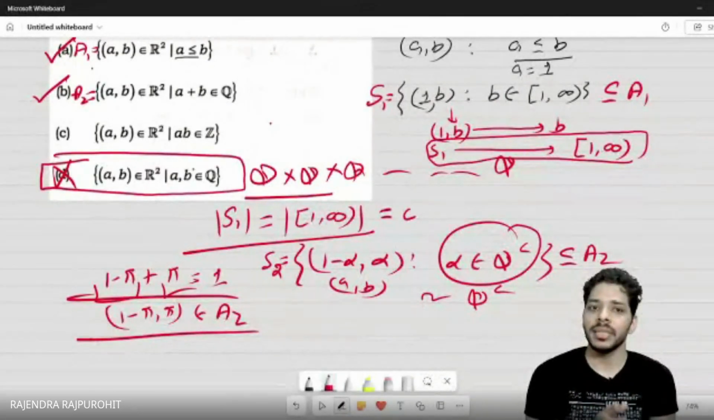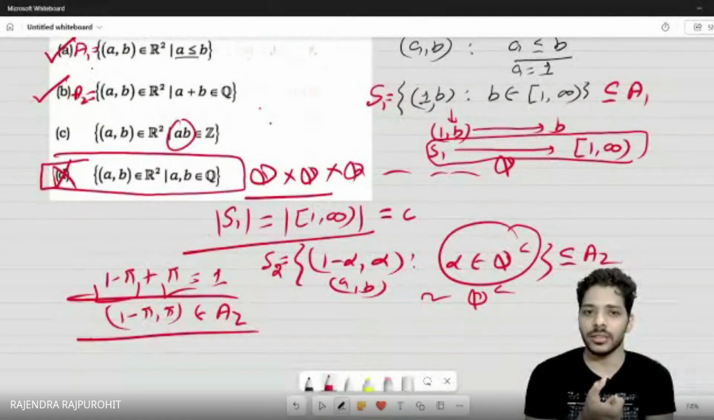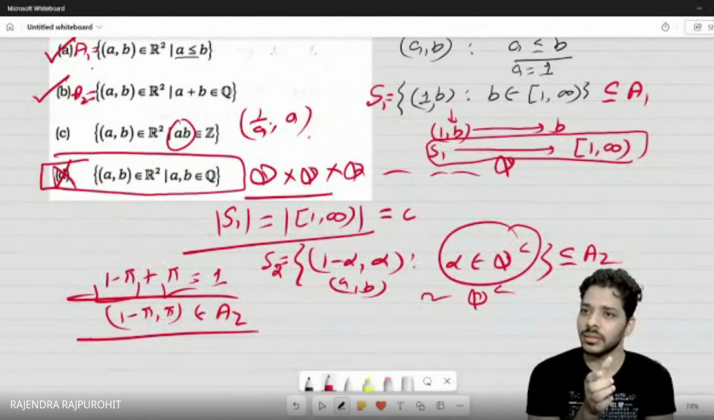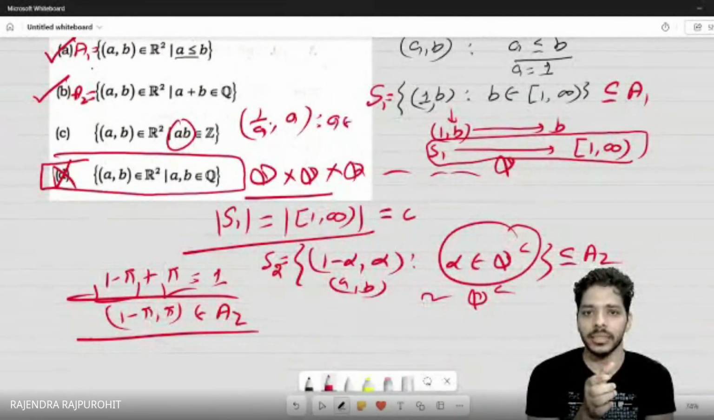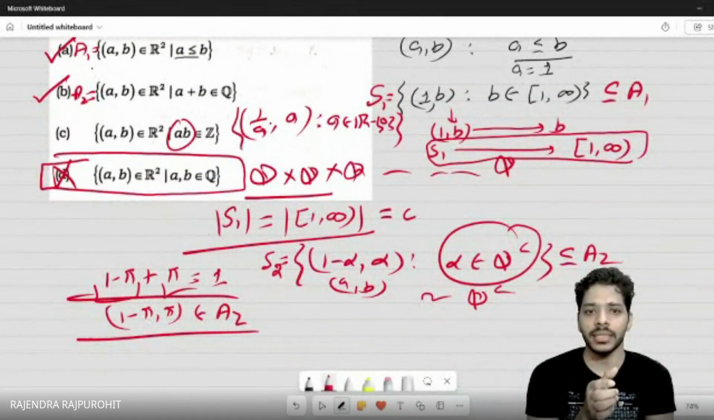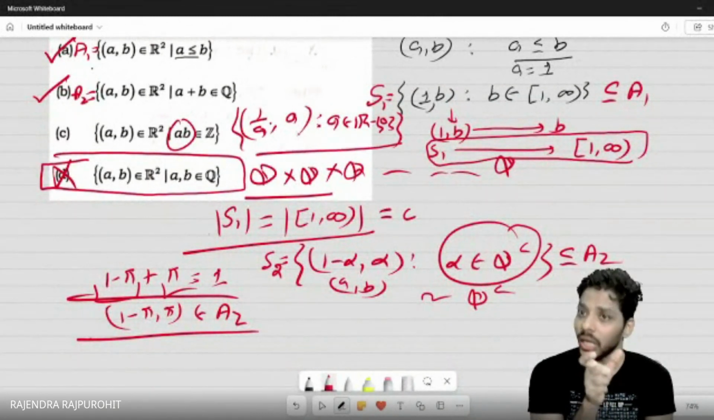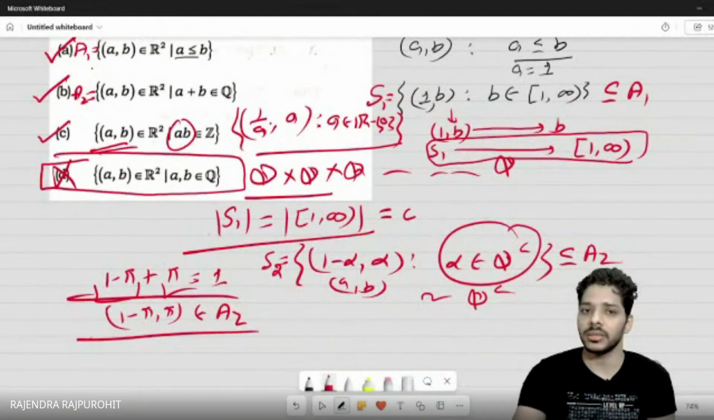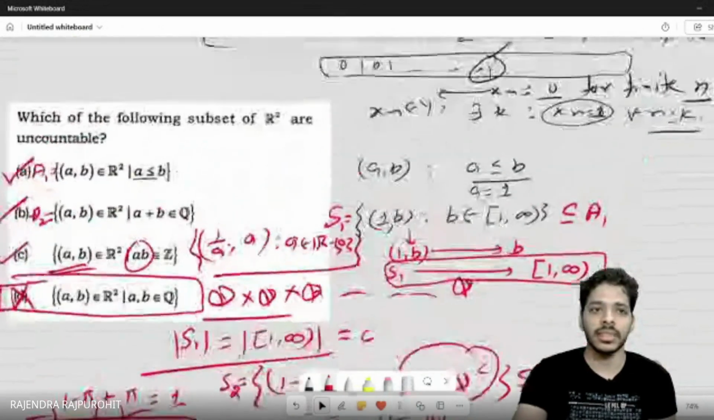Right? Similarly, in C, you take (1 by A, A). Right? A is non-zero. Then their product will be simply 1. A belongs to R minus 0. So you can show that this set, which is uncountable, similar to R minus 0, is a subset of this set, and hence C is also uncountable. Okay, so the correct answers are A, B, and C.